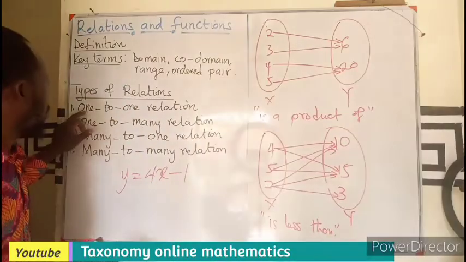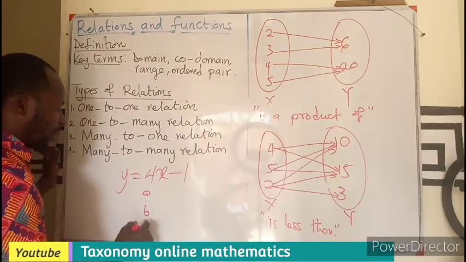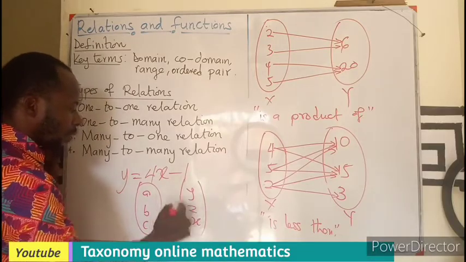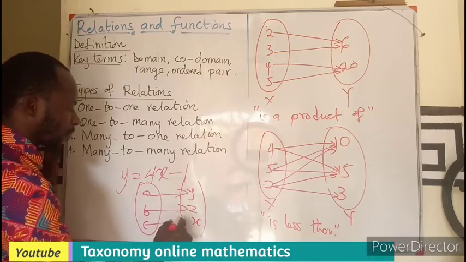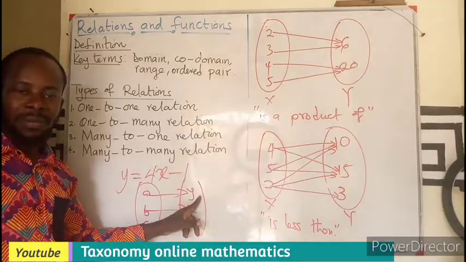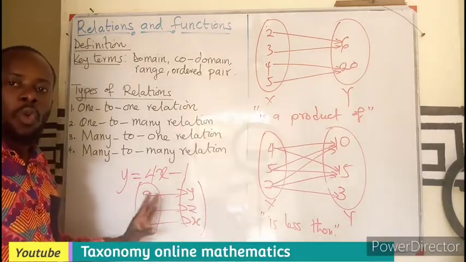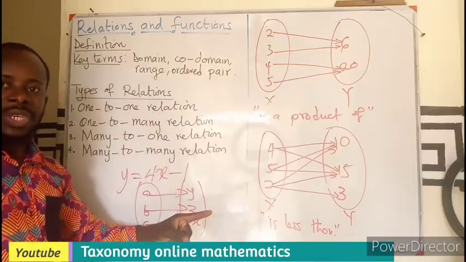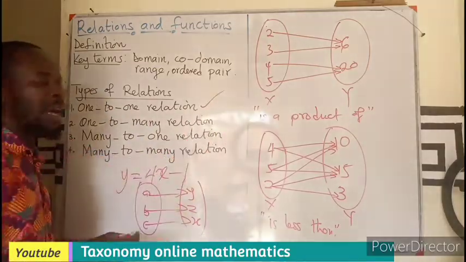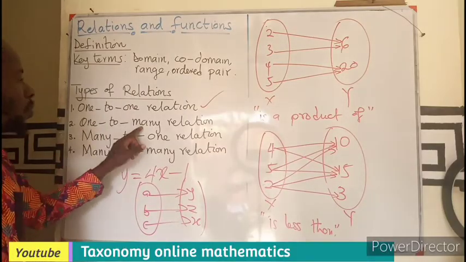So in this case, 1 to 1, if I have A, B, C, if this goes this way, this is a function because A has only one element. This has only one element. So I can call this a 1 to 1 function. It's a relation, it's a function. So this is an example of a type of function.